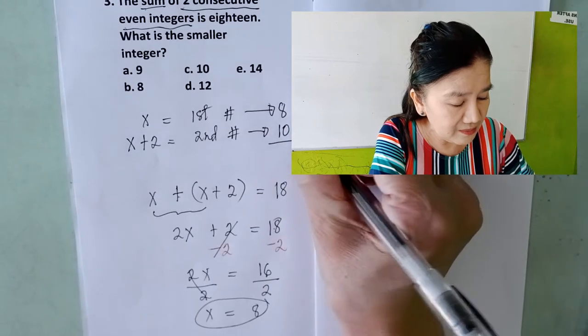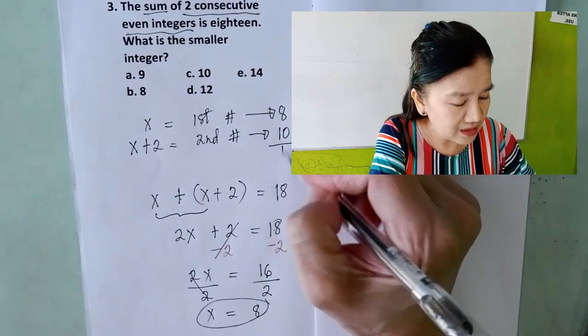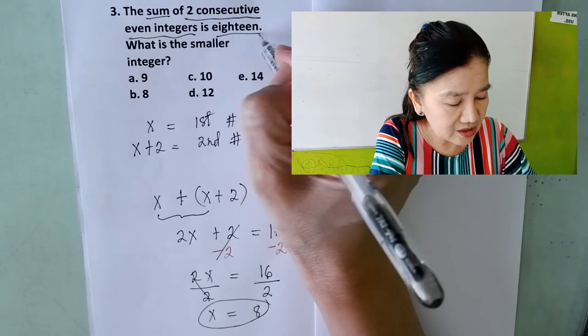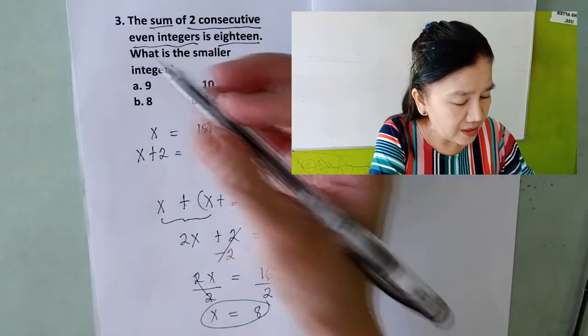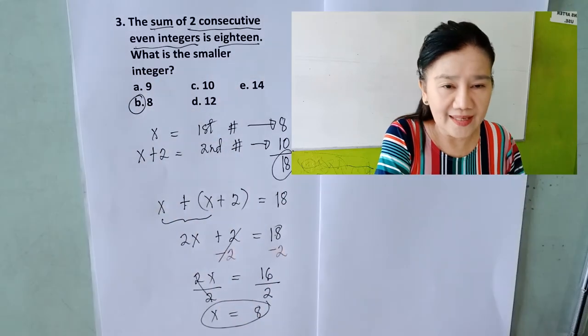10. Add them just to double check. 10 plus 8 is 18. There, the sum is 18. So the problem is asking for the smaller integer. We have letter B, 8.